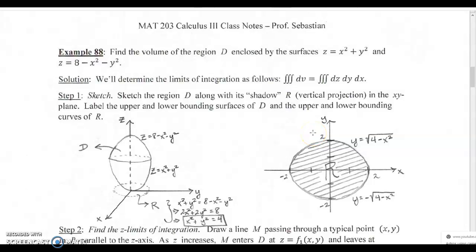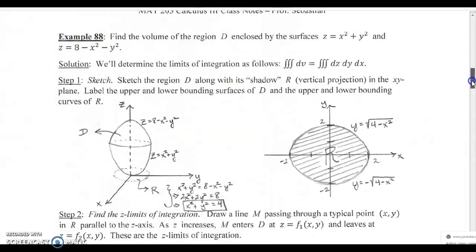Okay, everyone, welcome back to our Calculus 3 class notes. We are now on page 98, and we are in section 15.5, where we're first learning about triple integrals. And so what we want to find right now is the volume.